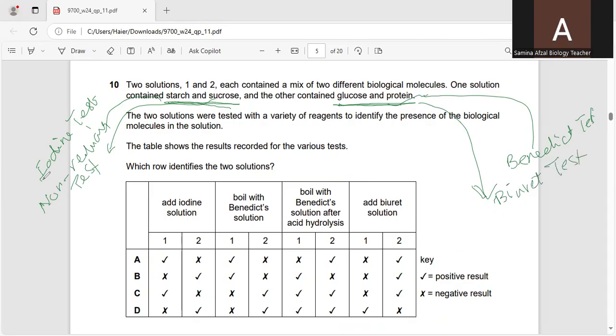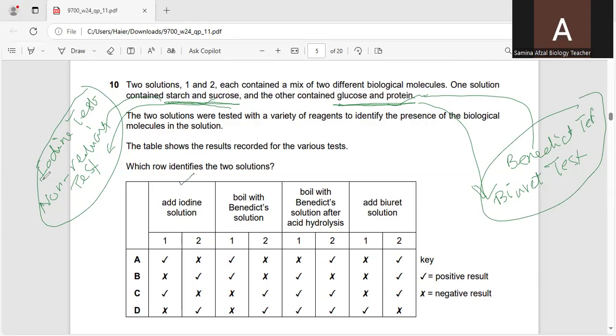So these are the four tests. Two solutions were tested with a variety of reagents to identify the presence of the biological molecules in the solution. The table shows the results recorded for the various tests. Which row identifies the two solutions?